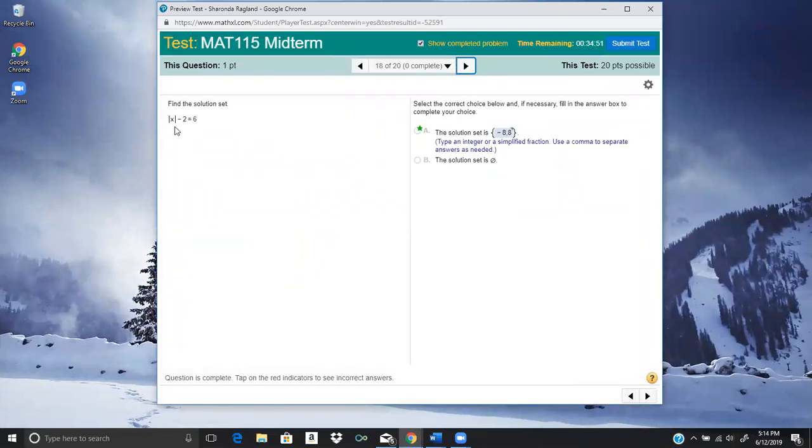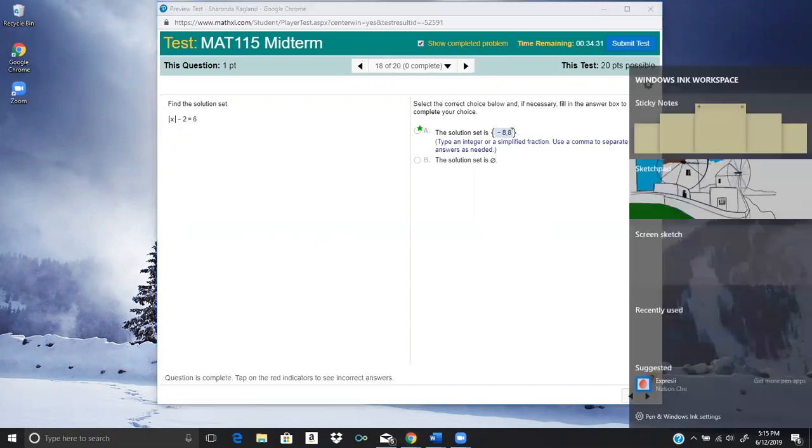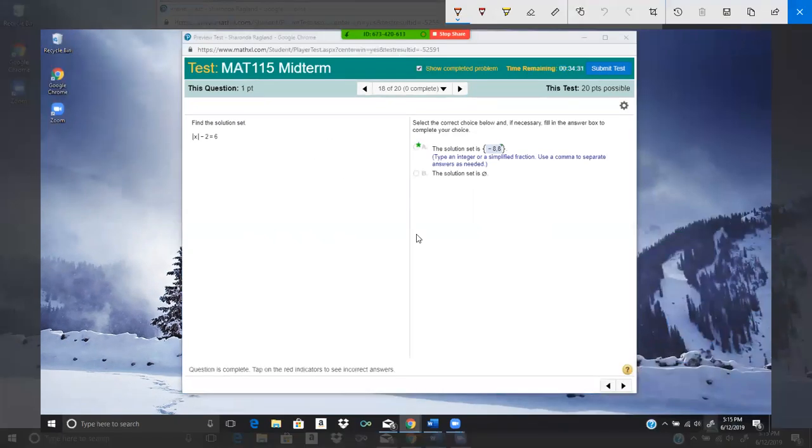Find the solution. Dealing with absolute values, you have two outcomes. Here, you would add 2 to both sides, so you get the absolute value of x is equal to 8. What x values will give you that solution? Absolute value is dealing with distance. When you have the absolute value of x equal to a constant c, your two equations are x is equal to plus or minus c. In this case, the absolute value is equal to 8, so x is equal to 8 or x is equal to -8. That's why they have the answers separated by a comma.